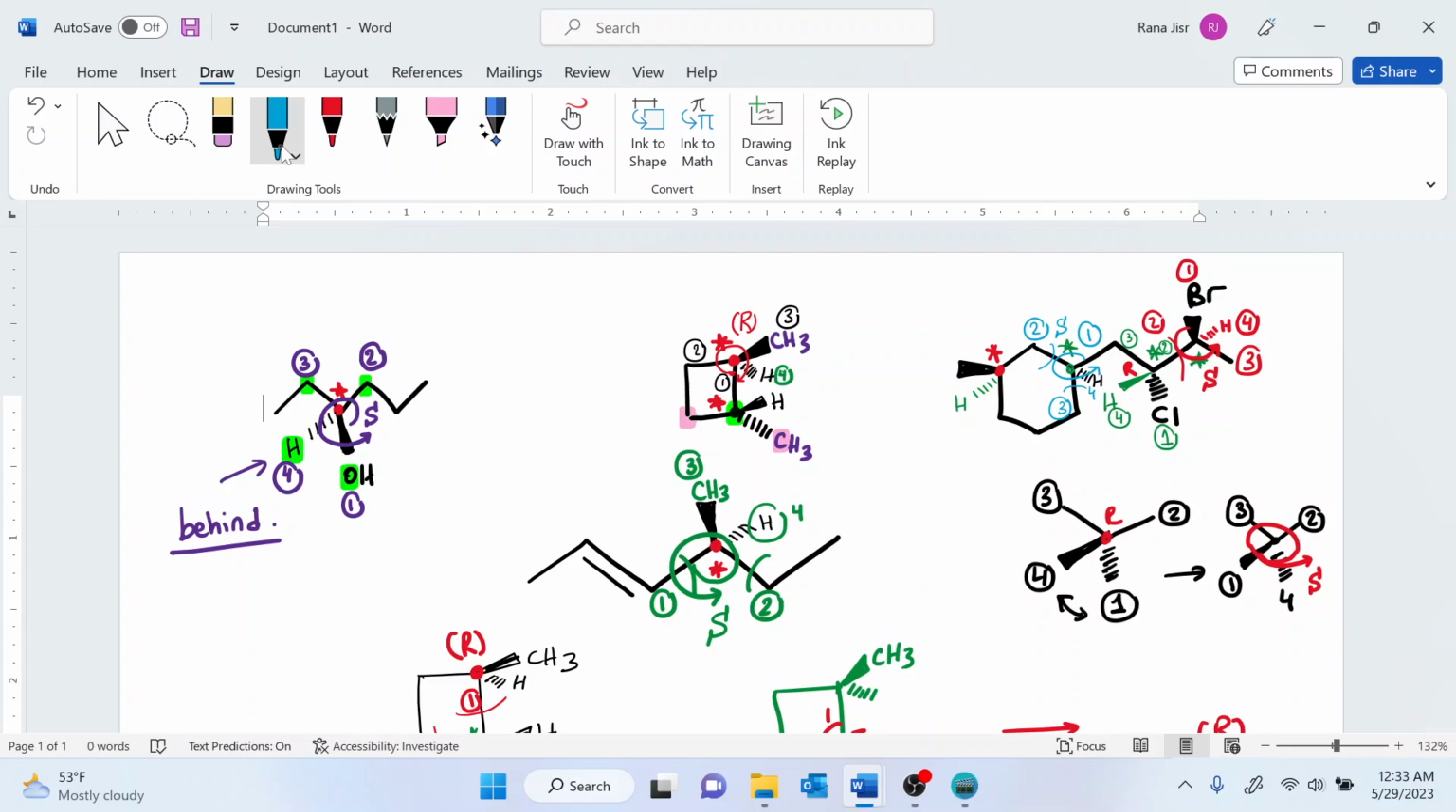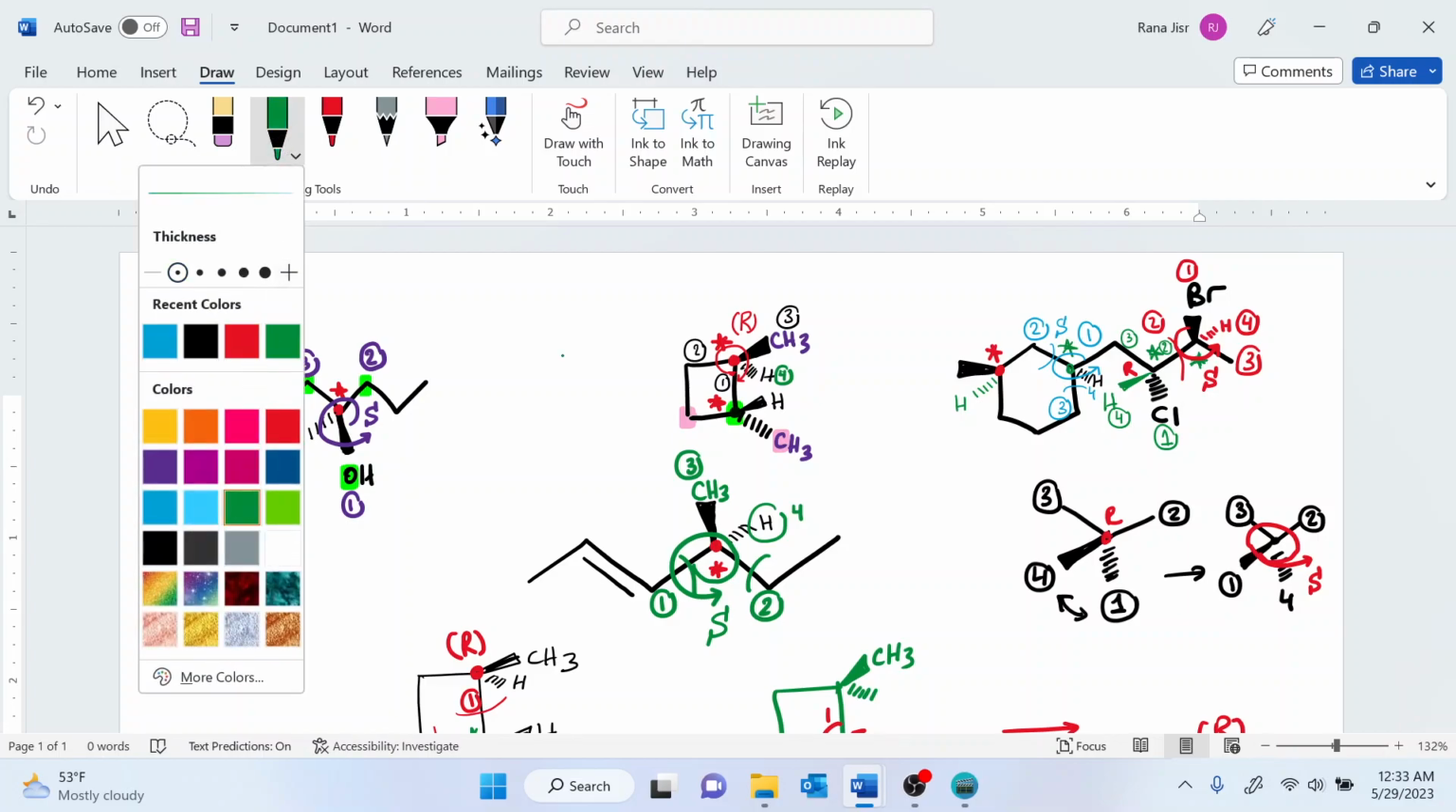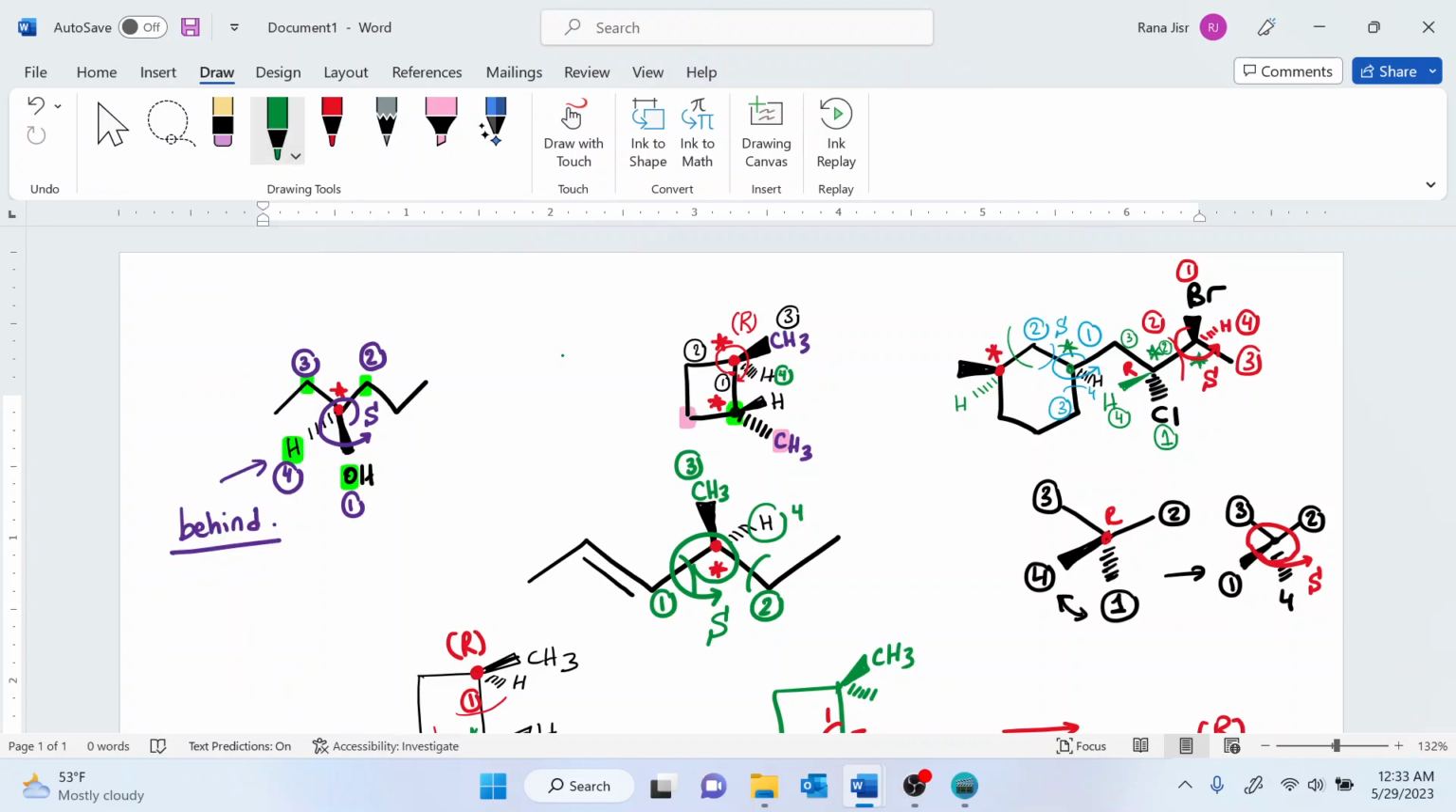For the last one, we have this whole group to be the first priority, and then this whole group over here to be the second priority, and this is the third priority in there, and hydrogen is going to be the fourth. And I'm going by 1, 2, and 3 like that, and this is going to be an R configuration. So this carbon is an R configuration, this one is an S, this one is an R, and this one is going to be an S configuration.